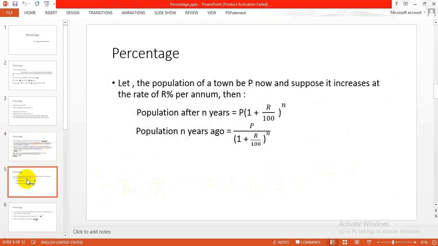Now we will see the population. How does percentage change the population of a town or an area? Let the population of a town be P now, and suppose it increases at the rate of R% per annum, then the population after n years is equal to P into 1 plus R by 100 whole to the power n. Population n years ago is P by 1 plus R by 100 whole to the power n.